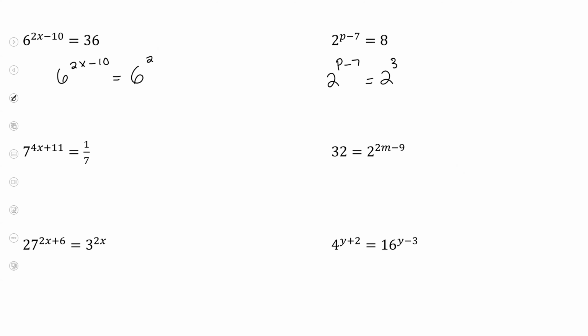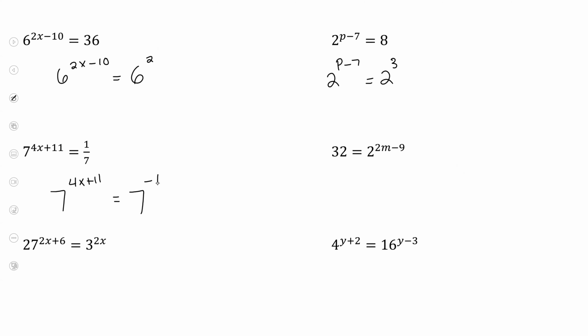What about this one over here? This is a fraction. Uh-oh. How do I write this 7? Yep, a negative 1. Because that would flip to be 1 over 7.